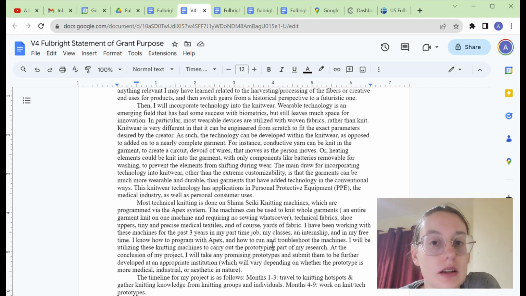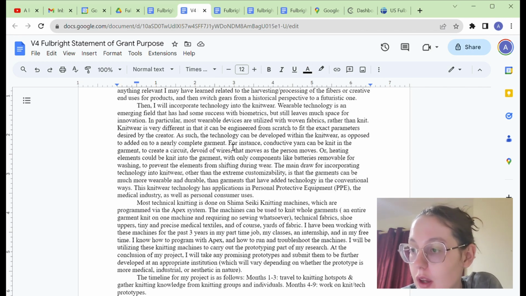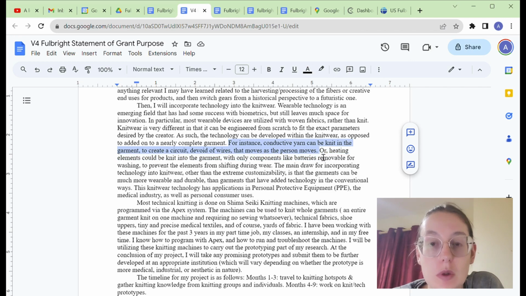I wouldn't get too technical because the people reading this aren't necessarily going to be from your field, but you can get a little bit technical just so they know that you know what you're talking about. For instance, conductive yarn can be knit in the garment to create a circuit devoid of wires that moves as the person moves. If you're not familiar with circuitry or fabric, you can still kind of understand what I'm saying, but it might be a new idea.